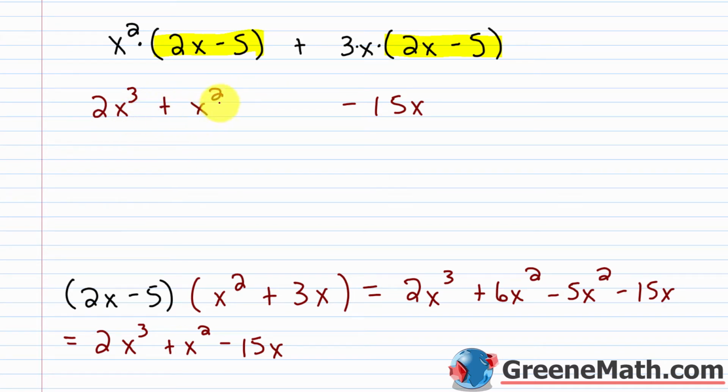So 2x cubed plus x squared minus 15x. Again, 2x cubed plus x squared minus 15x. All right, so let's scroll down now. We're going to talk about what factoring by grouping is and how you execute that process.